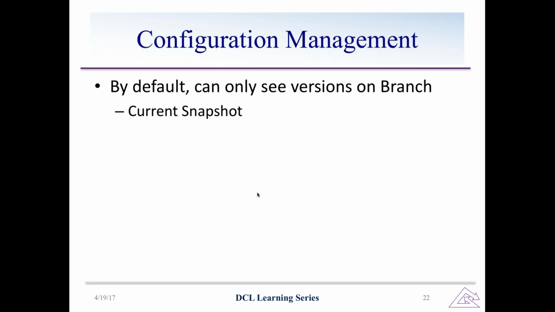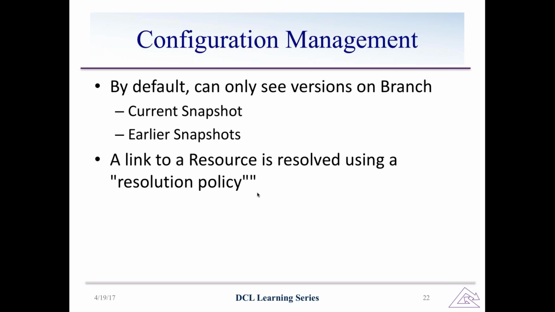So in our model, by default, you can only see versions that are on a branch. If I have multiple branches, different branches might have visibility onto different versions of a given resource, but I can only see the versions that are exposed on a branch. And then that would be the current snapshot, earlier snapshots, or later snapshots if I'm looking at a snapshot that's not the latest one.